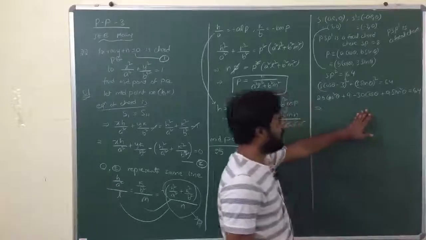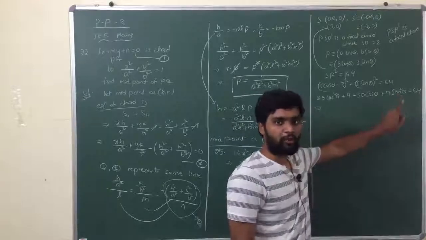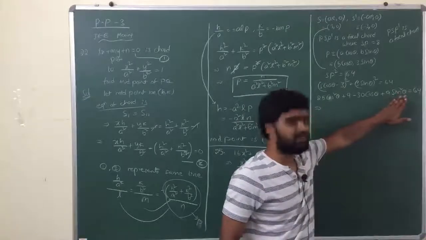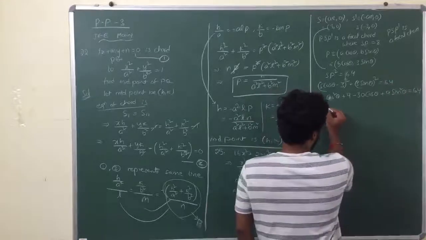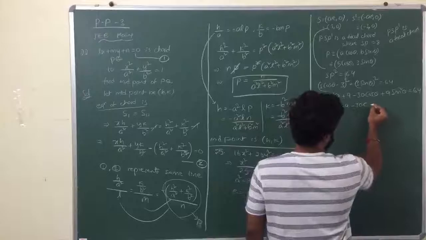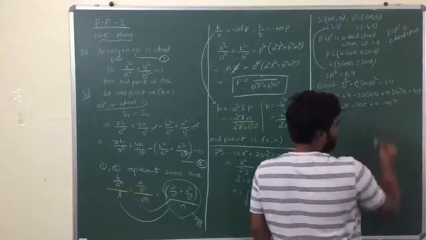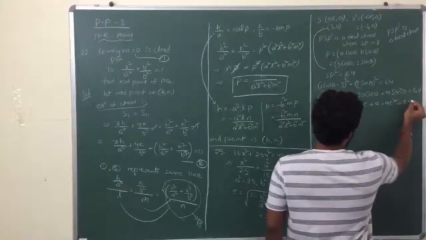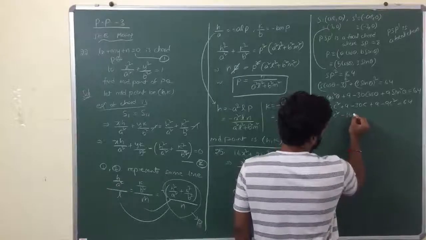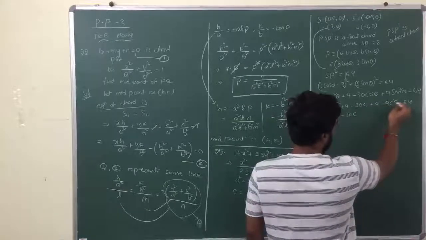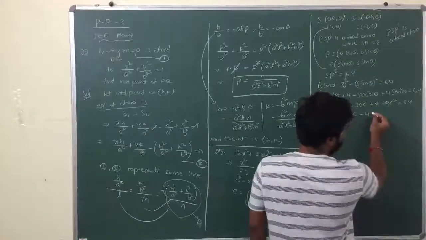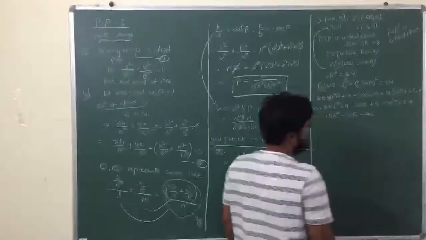Now, try to convert this entire equation in terms of a single trigonometric ratio. Now here we have cos theta, but here we have sin square theta. So write sin square theta as 1 minus cos square theta. So 25 c square plus 9 minus 30 c plus 9 minus 9 c square, because sin square theta is 1 minus cos square theta, is equal to 64. 25 minus 9, 16 c square minus 30 c, 9 plus 9, 18, 18 minus 64, minus 46.